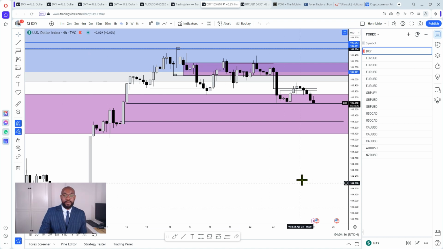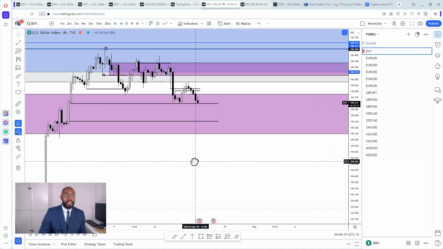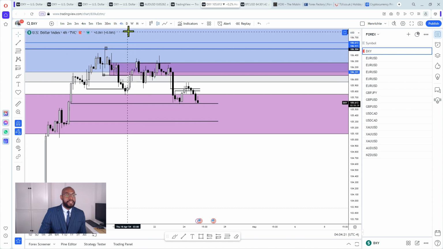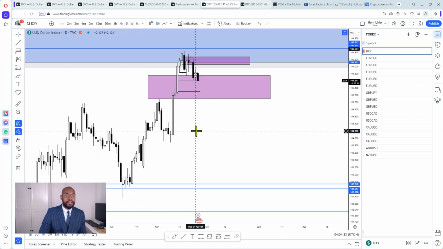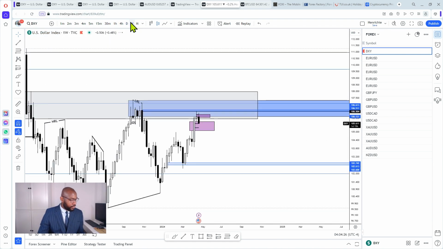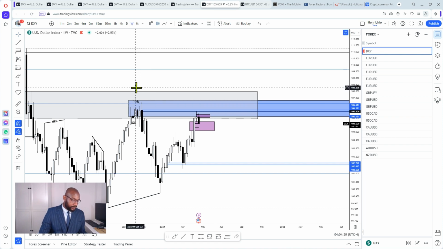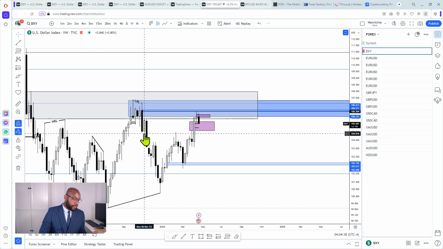So in today's live stream, we're going to start by talking about the dollar first. And so far, you can see the key levels I outlined yesterday on the dollar. Firstly, we're going to go to the weekly time frame. So firstly, we're going to start from looking at the weekly time frame.